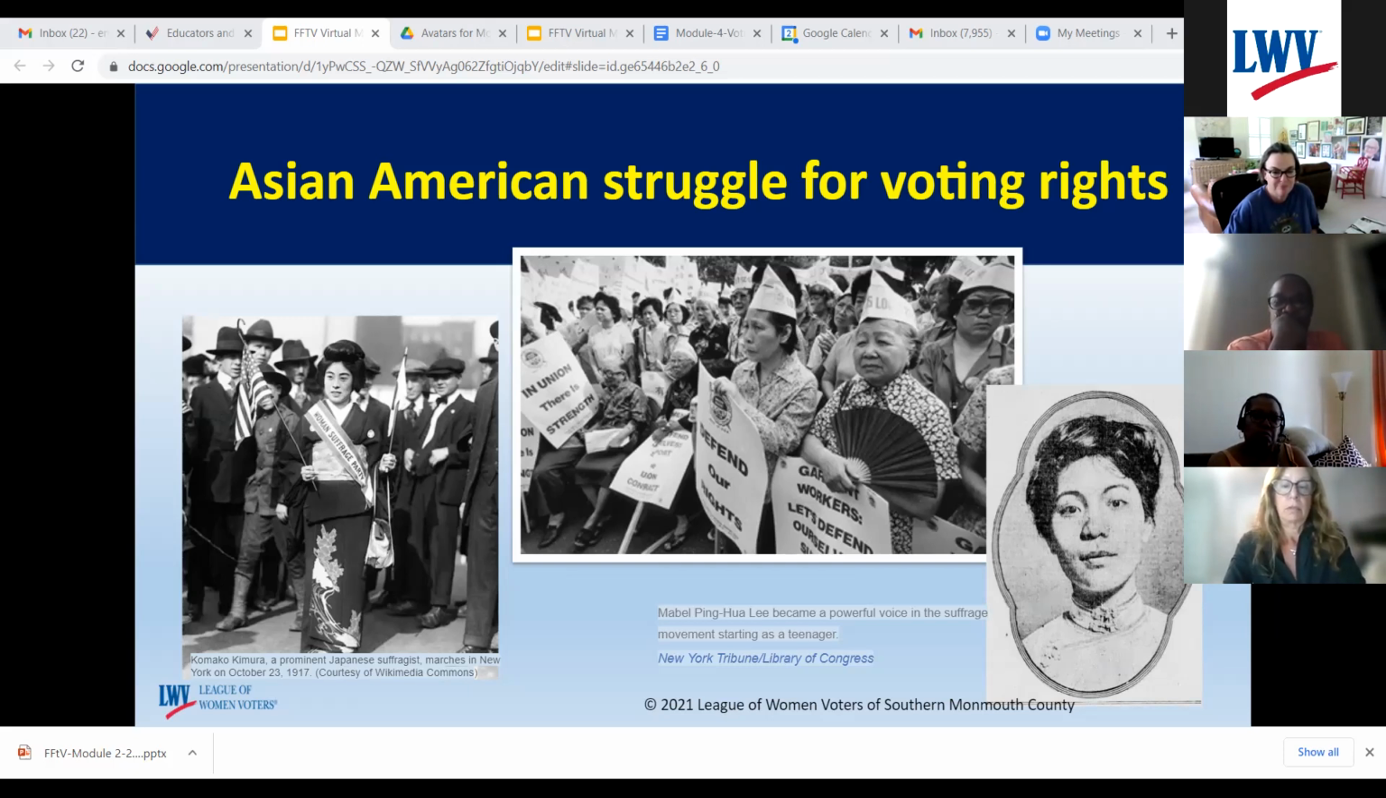White suffragists thought she was phenomenal, so much so that they asked 16-year-old Lee to march on horseback at the front of a major suffrage parade in New York City in 1912, which was before the 19th Amendment, mind you. It would take more than 20 years after the 19th Amendment's ratification for Lee and other Chinese American immigrants to become eligible for citizenship and thus win the right to vote.